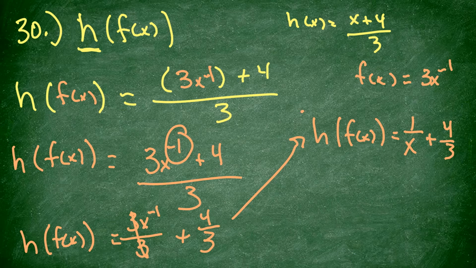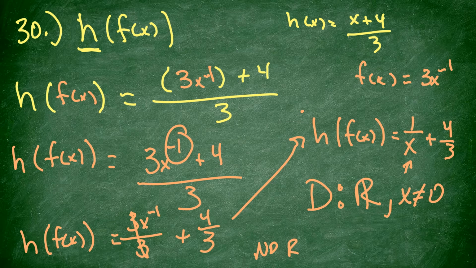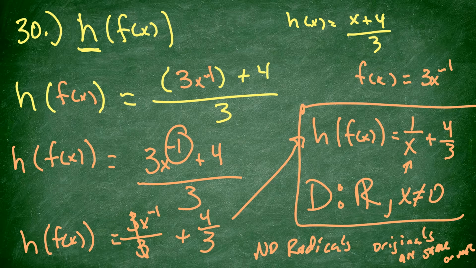That's our work. Now I need the domain. Well, the domain starts off at all the real numbers. Because of that right there, I have to say x cannot be equal to 0, because if 0 showed up on the bottom, then it would make an error. There are no radicals. And the originals are the same or more. So I don't have to worry about checking the originals. So this is my final answer. I have both my new stuff and my domain. Remember, domain is kind of like the instructions.